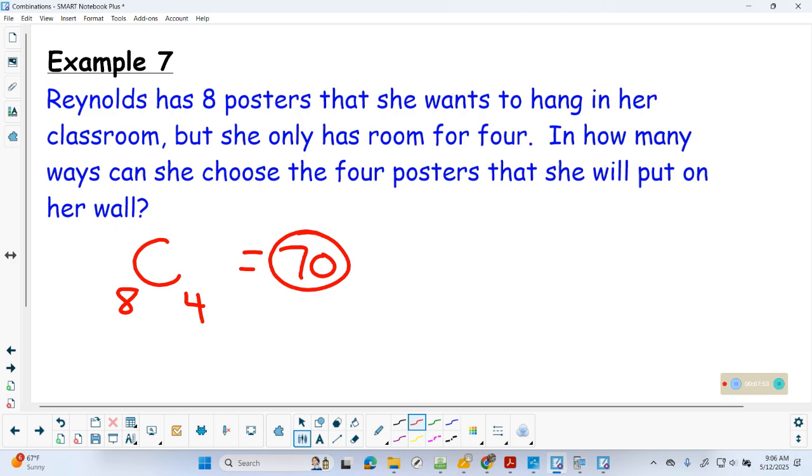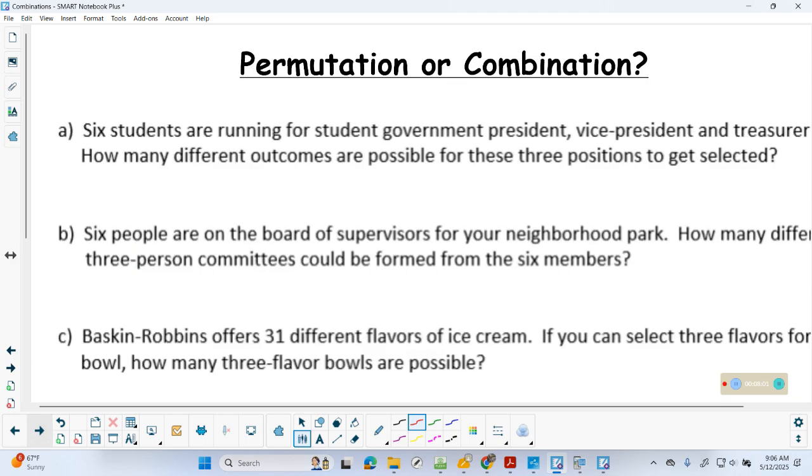It's our reading skills. So the last 3, we just have to say, would this be a permutation or a combination? So when you read it, you're asking yourself, does the order really matter on how I arrange the items, or can it just be completely randomized and it doesn't make a difference? 6 students are running for student government president, vice president, treasurer. How many outcomes are possible if these 3 positions get selected? So permutation, the order does matter. Obviously your vice president, your president, it does make a difference. It's not just random. So this is a permutation.